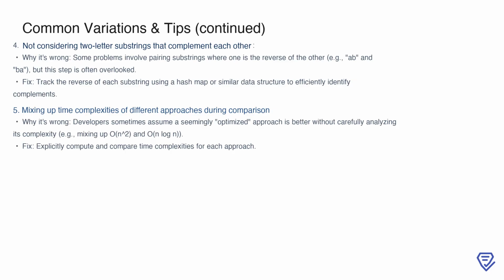Another issue arises when developers mix up time complexities of different approaches. For instance, it's easy to assume an approach is optimized without carefully analyzing its computational cost. This can lead to choosing an O(n²) solution when an O(n log n) alternative would be more efficient. To avoid this, always compute and compare the time complexities of your methods so you can make an informed decision about which approach to use.